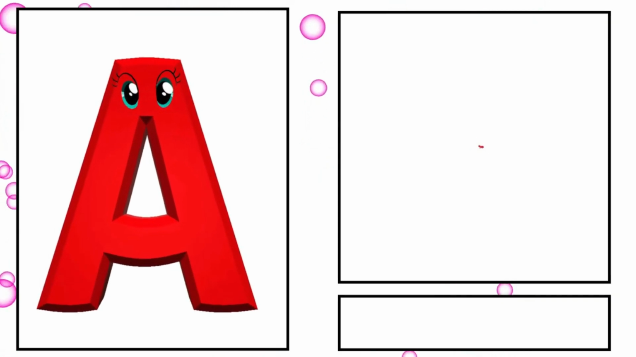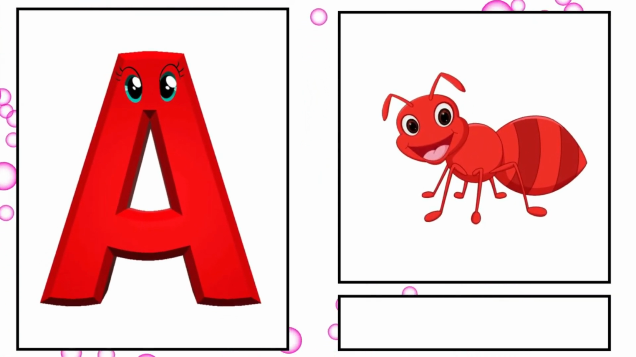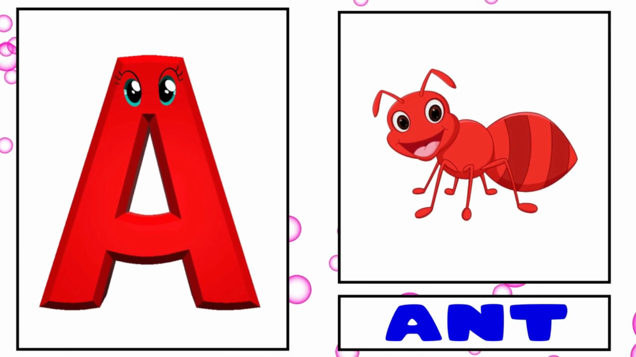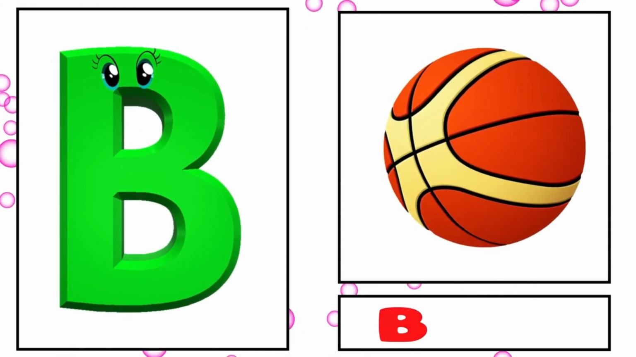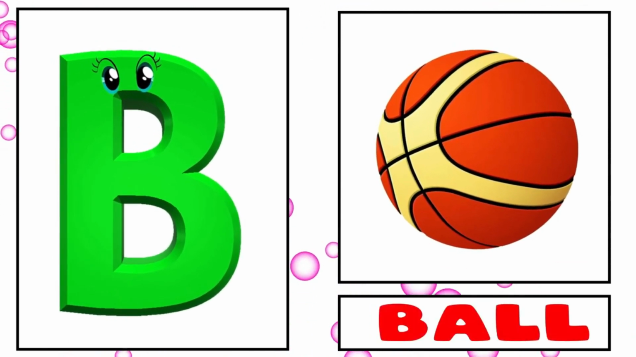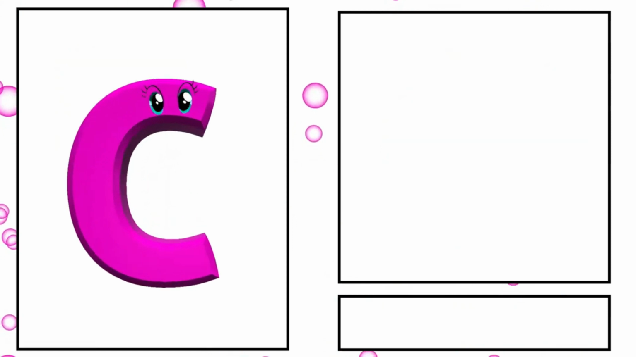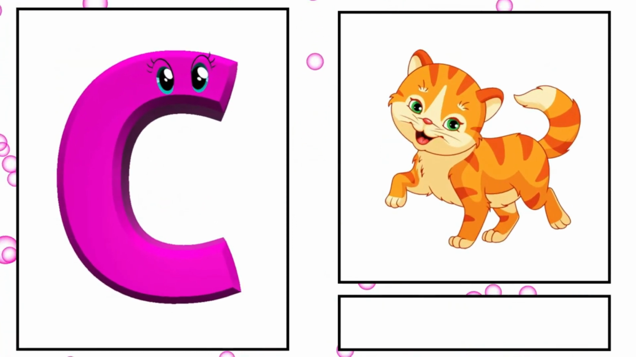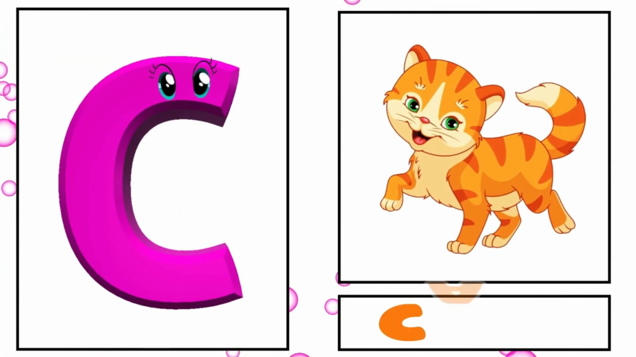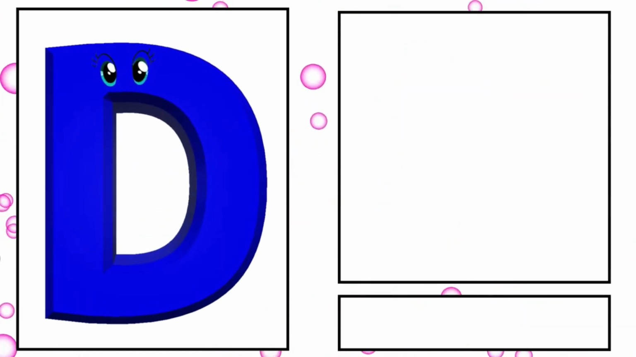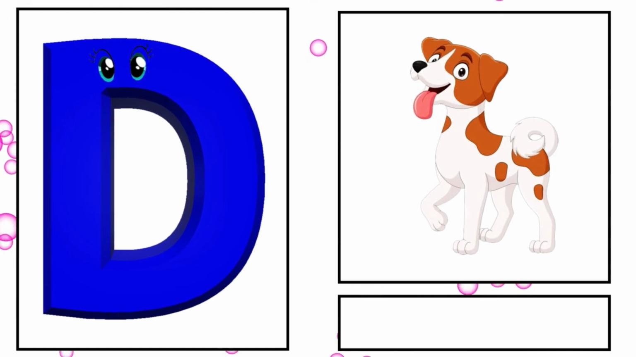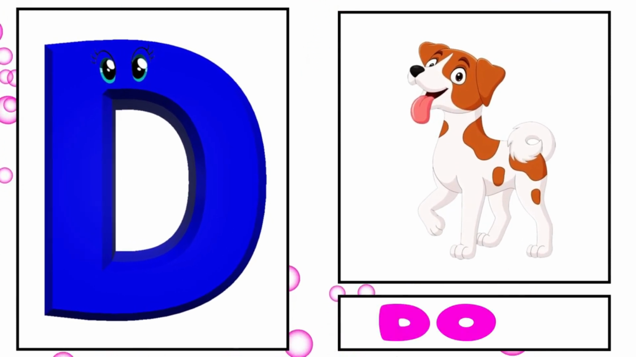A is for ant. Ant. B is for ball. Ball. C is for cat. Cat. D is for dog. Dog.